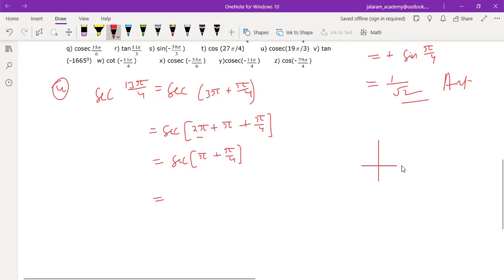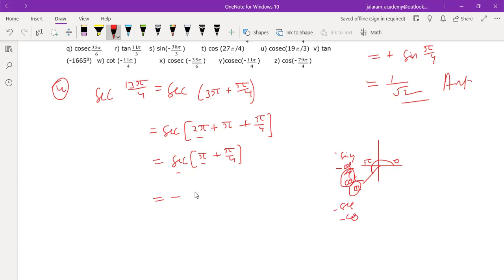Pi plus pi by 4 lies in which quadrant? After crossing pi, this is 0, this is pi. Pi plus means it is greater than pi. Means it is in the third quadrant. So if it is in the third quadrant, what is the nature of sec in the third quadrant? We know that in the third quadrant, tan and cot are positive, only cot. And the rest, sine, cos, sec, cosec, are negative. So sec is also negative.